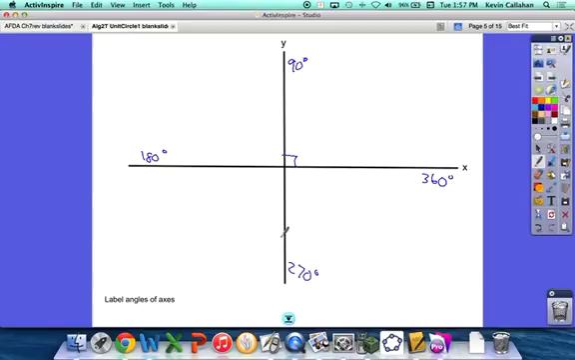What if the terminal and the initial side were the same thing? It didn't open up at all. Then this becomes a 0. And we do have to take that into account now. So we are going from 0 to 360 degrees, right? That's how we label this. Okay, we did that.